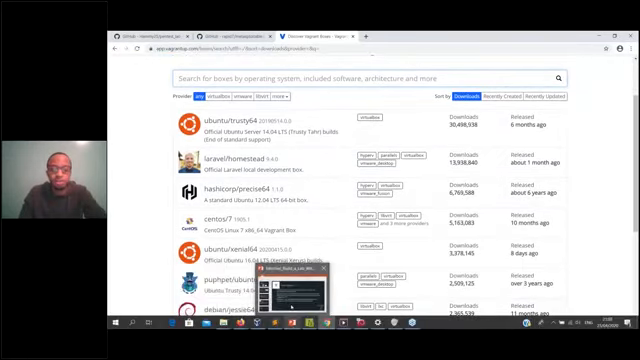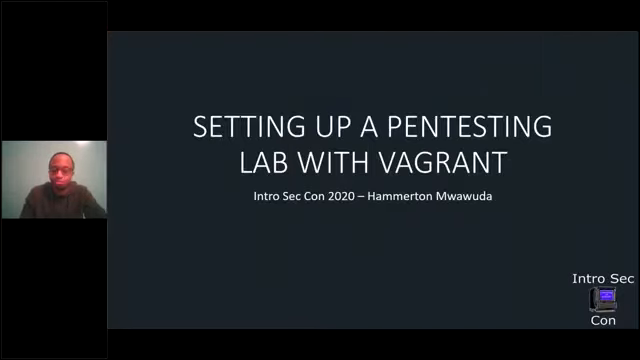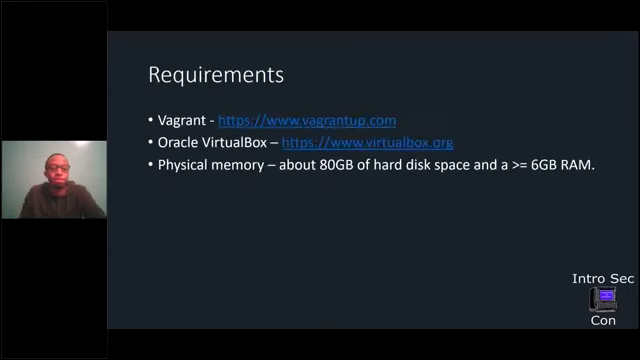So let's go back. This is annoying. So yeah, portability. You can always download a Vagrant file and set up a machine in a few minutes. It's just a file, a simple file. I'll show you later. And you can easily share it with your friends. Though I know you can also easily share images, you don't have to carry around your hard disk to share the setup you have.